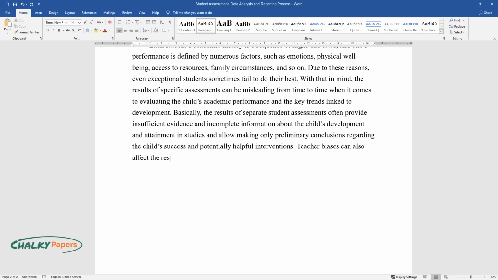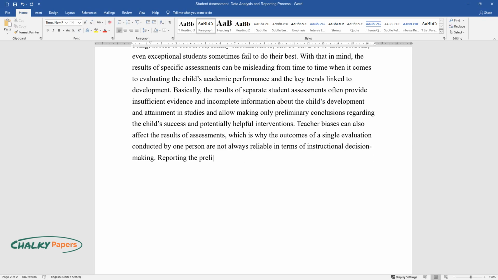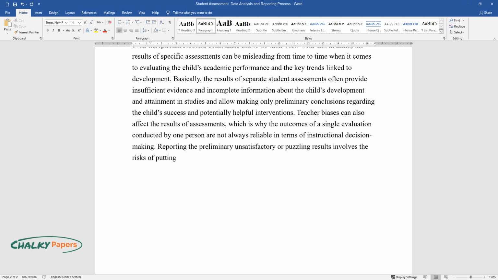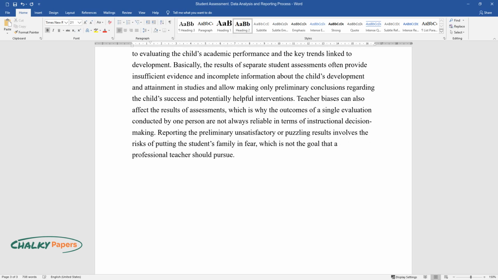Teacher biases can also affect the results of assessments, which is why the outcomes of a single evaluation conducted by one person are not always reliable in terms of instructional decision-making. Reporting the preliminary unsatisfactory or puzzling results involves the risks of putting the student's family in fear, which is not the goal that a professional teacher should pursue.